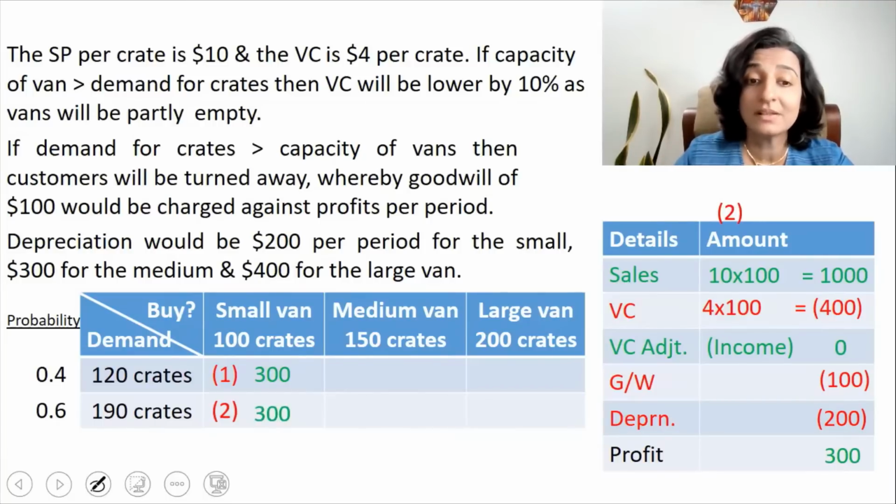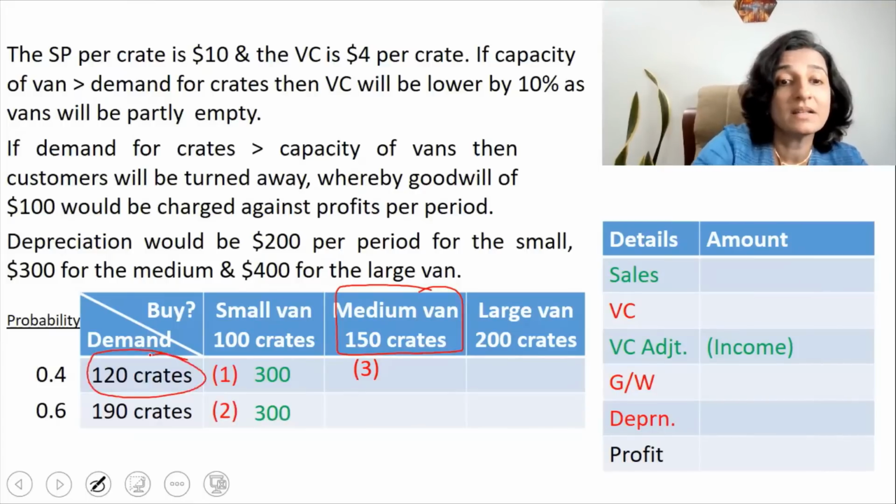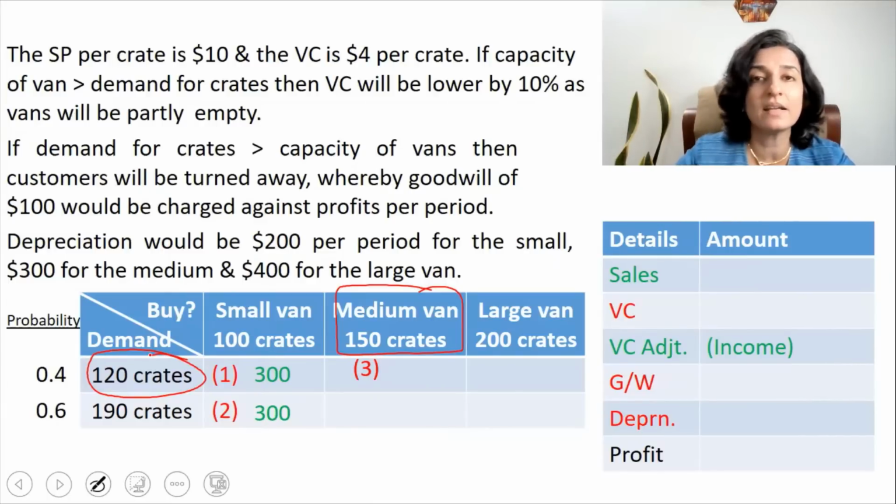Now moving to the third situation. What is the third situation? We have a medium van with a capacity of 150 crates and the demand is only 120 crates, which means that the demand is less than our capacity.